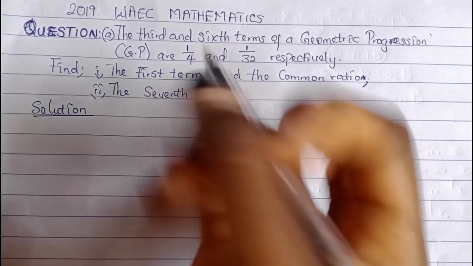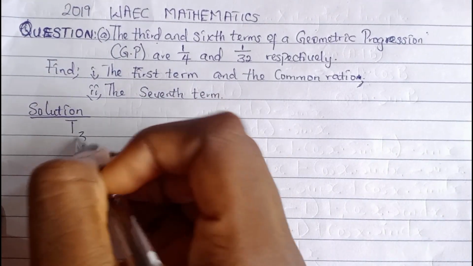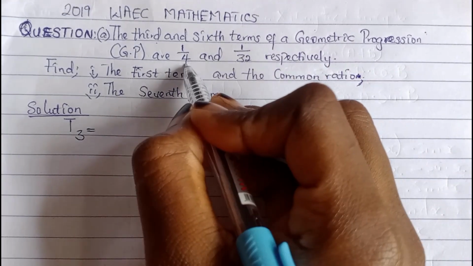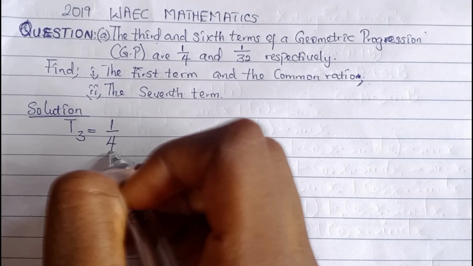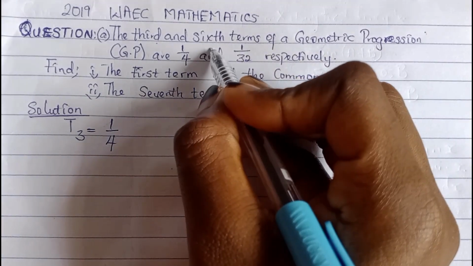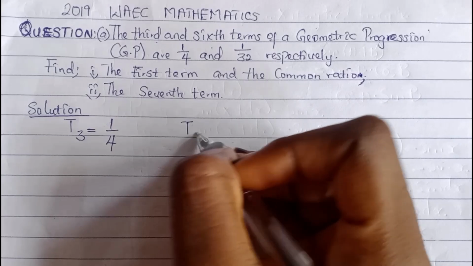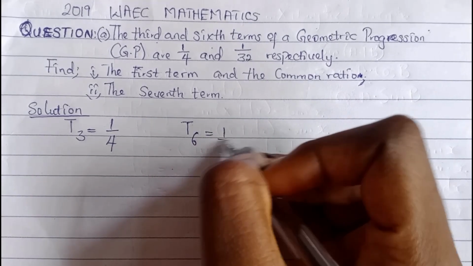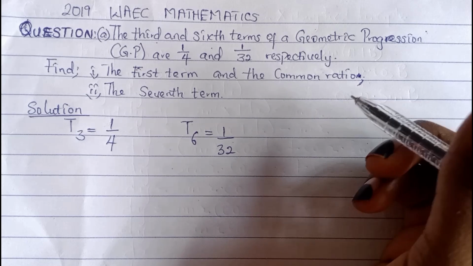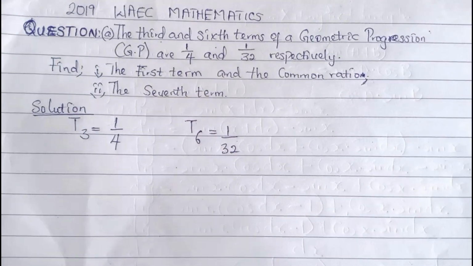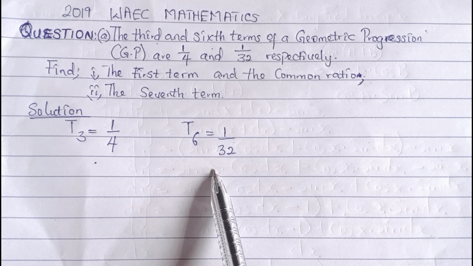Now, they gave us the third term, so let's write it. T3 equals what? 1/4. The third term is 1/4. And they gave us the sixth term, which is T6 equals 1/32. So we've written out what they've given us: the third term 1/4 and the sixth term 1/32.